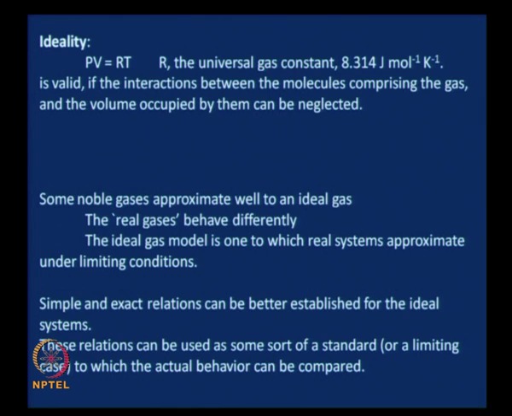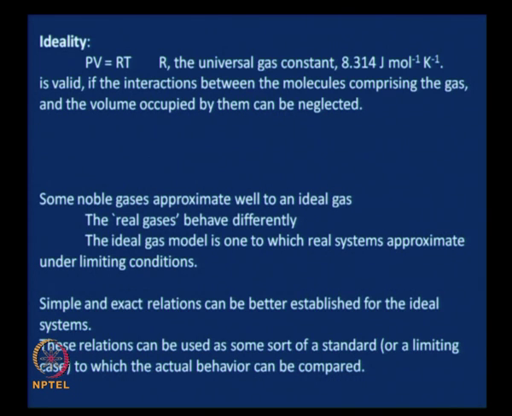Some noble gases actually approximate very well to an ideal gas. In other words, some noble gases follow this PV equals RT equation very well, the combination between pressure, specific volume and temperature, whereas the real gases behave differently, and the ideal gas model, which is PV equals RT, is the one to which the real systems approximate under certain limiting conditions. This you have already seen, the ideal gas equation PV equals RT; the real gases under certain conditions do follow it.